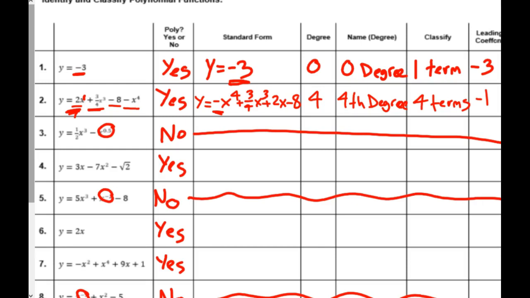Let's put 4 in standard form. What's the highest power here? The second power. So negative, let's write this small. Negative 7x squared. What's the next biggest power? The 1 power. So plus 3x. And then my last term is minus square root of 2.